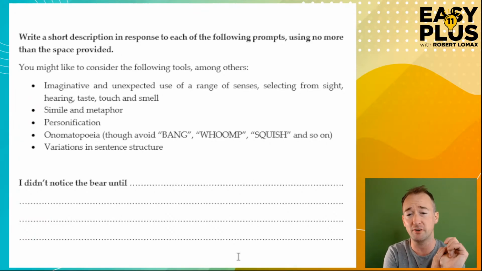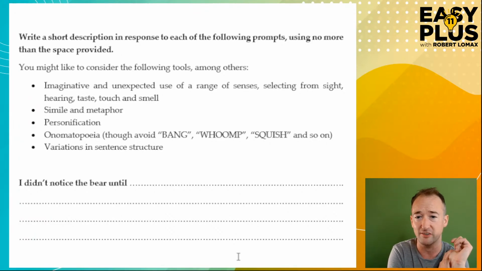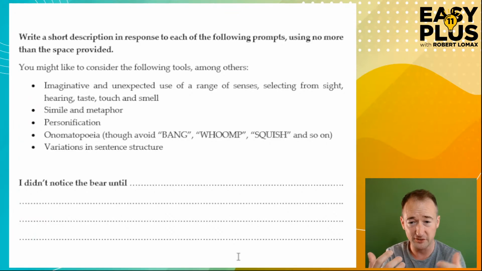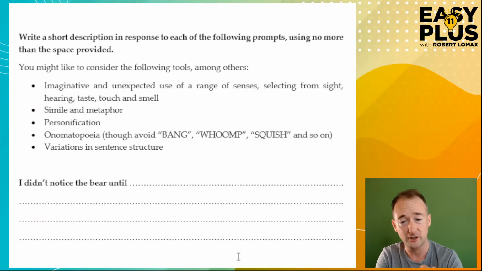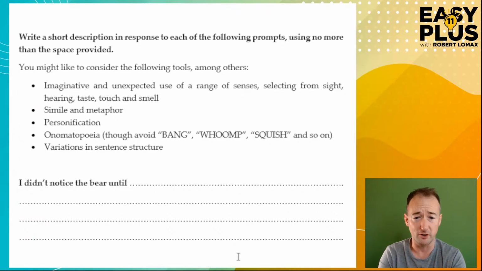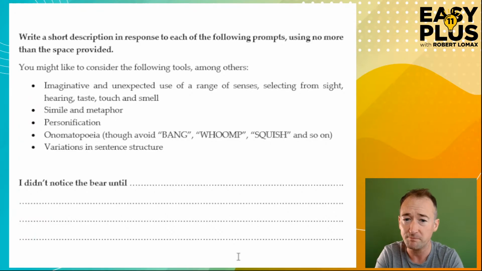So imaginative and unexpected use of a range of senses. Of course, I talk about it all the time. Unexpected means don't just do the obvious thing. The water was wet, that is quite obvious. The water smelt of salt, a slightly less obvious way of thinking of it, and maybe more interesting. The water smelt of something else, even more interesting.